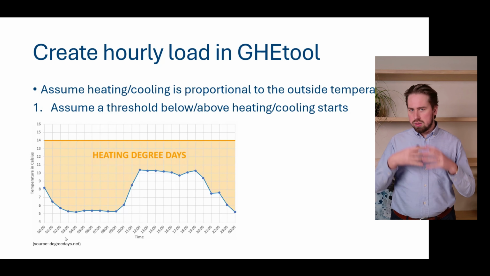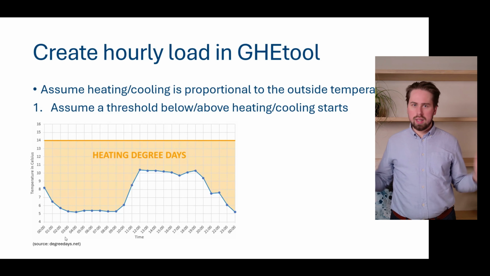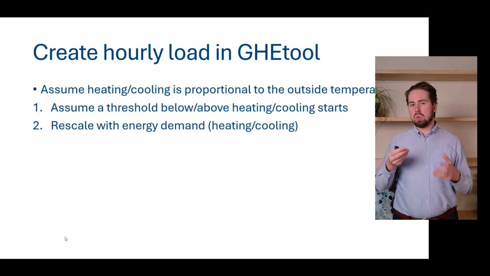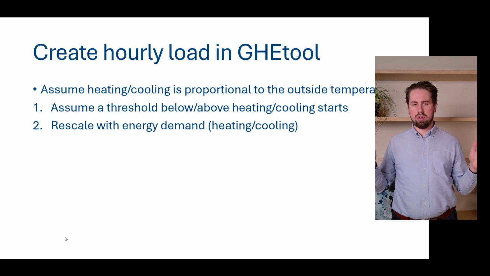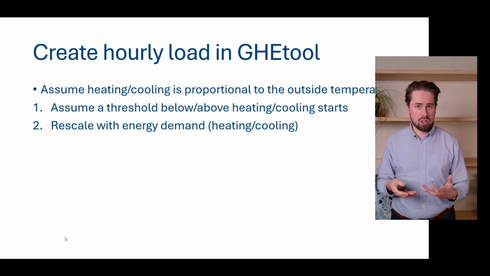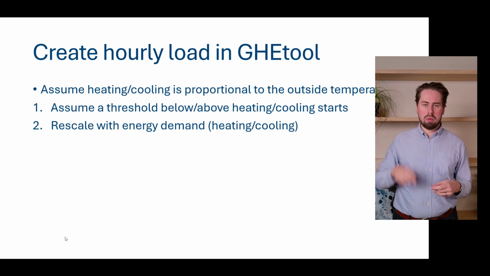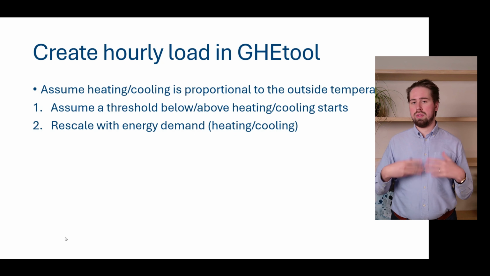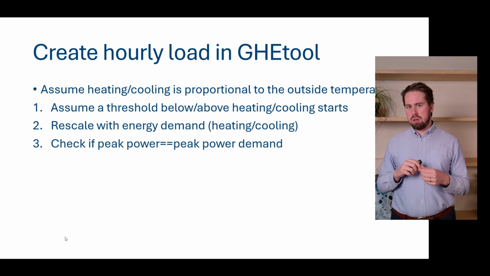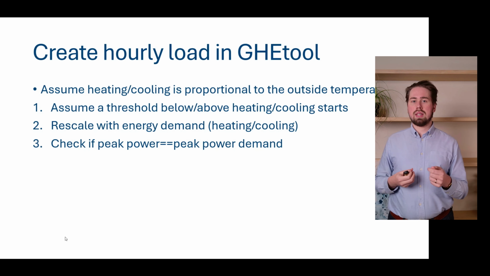So this is exactly what our heating degree day was. So imagine we start at 14 degrees. When it's colder than 14 degrees, we need heating. What we then do is we take the area under the curve and we scale it with your energy demand. So you estimated your energy. We are going to scale our profile with this energy demand, and hence we have an hourly profile with the same energy demand as what you basically estimated. What we're then going to do is check if the peak power of this profile we generated is the same as your peak power.